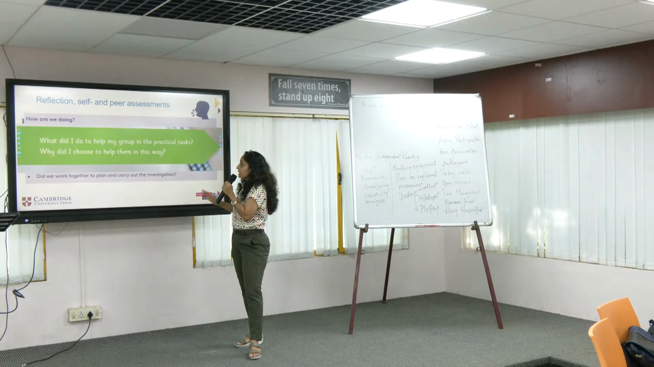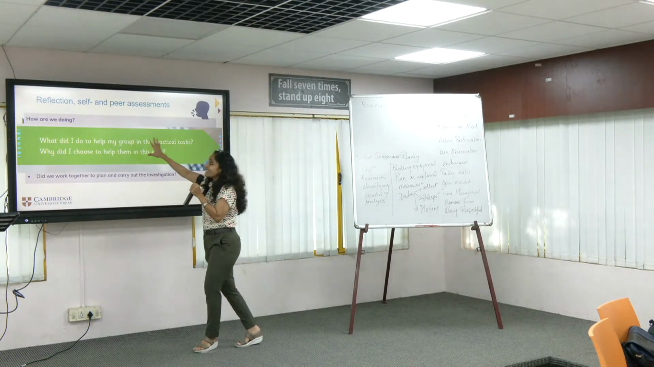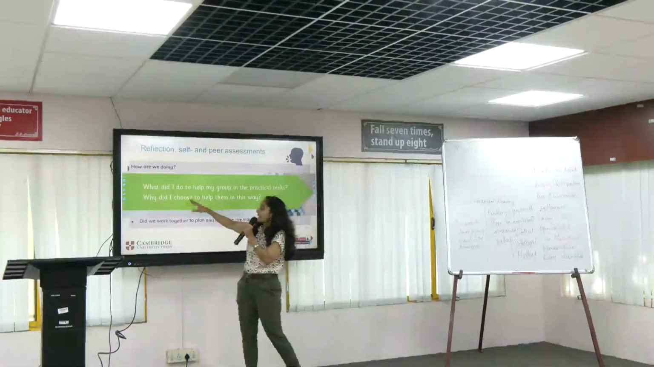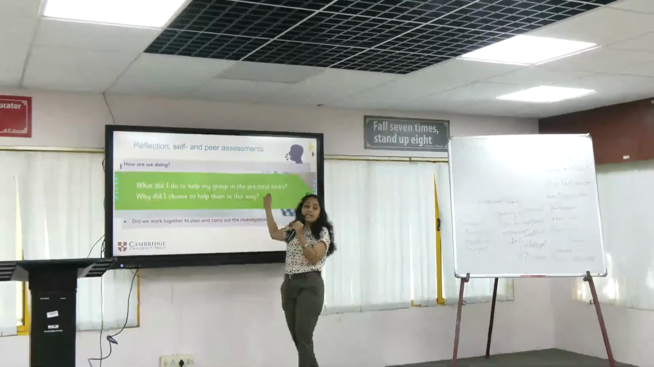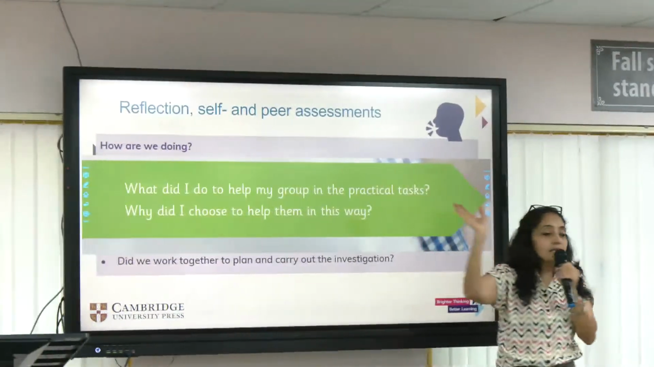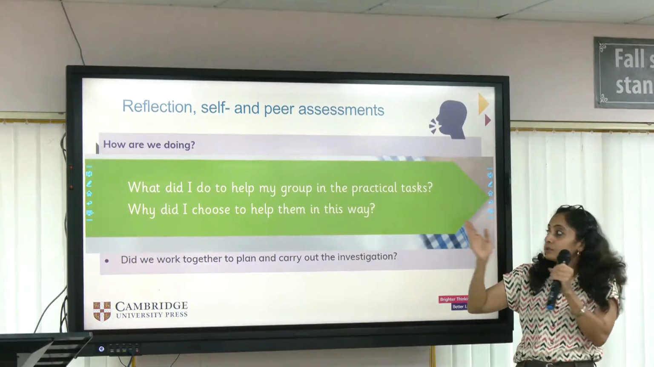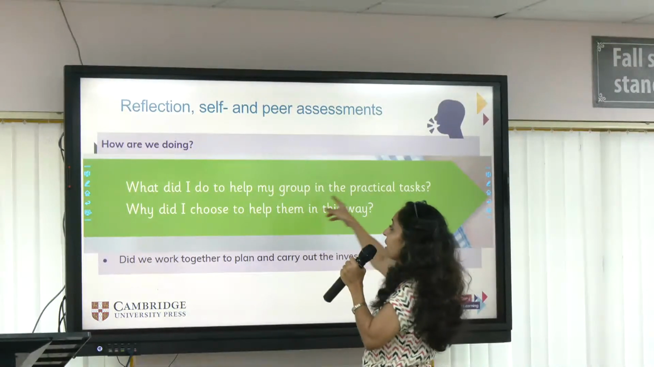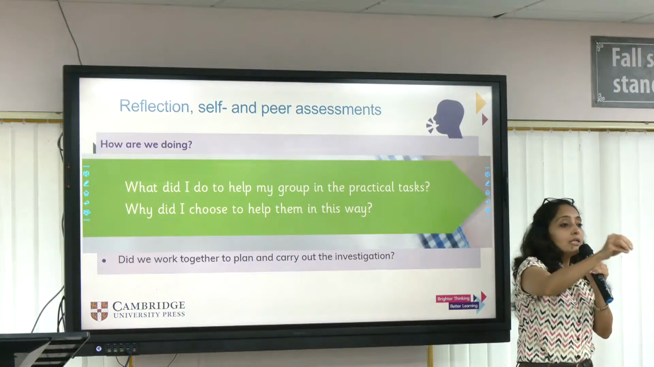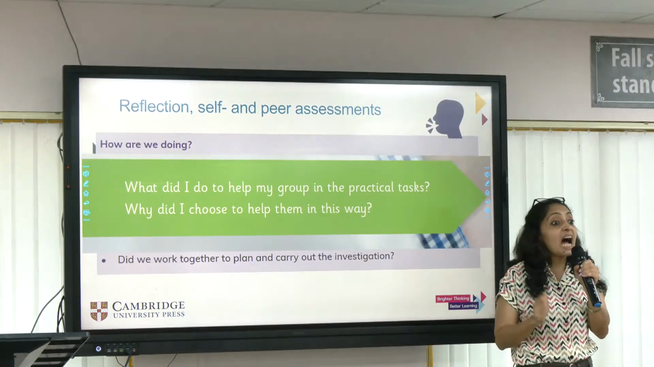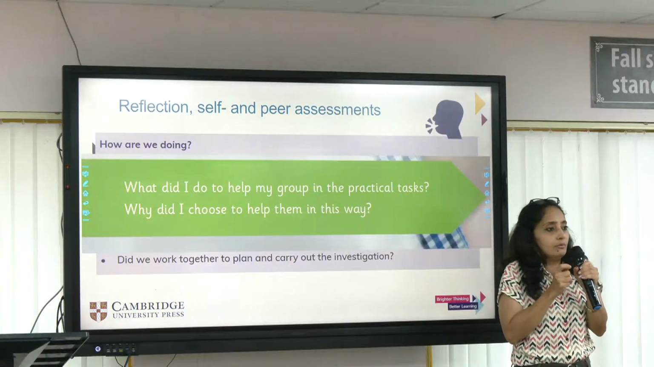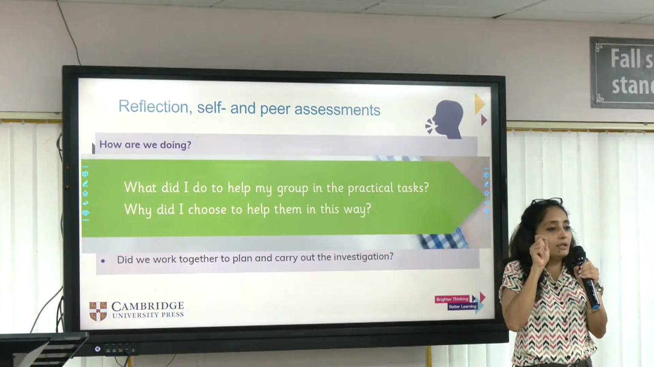Next. This is again, how are we doing? This is a self assessment reflection question. So, again, as I said, you can do this as an exit ticket. So, they answer this and they go out of the class. So, they give a specific answer. What did I do to help my group in the practical task? So, each one will give one specific answer. It's not just a tick. What did you do? So they answer this and they go. It can be an exit ticket.